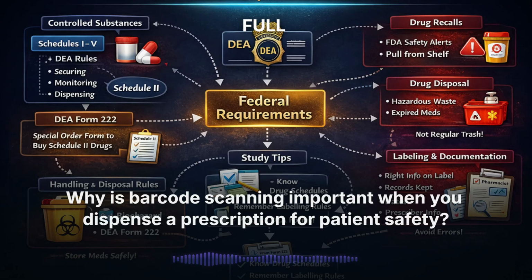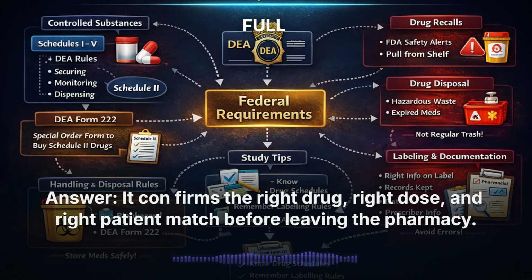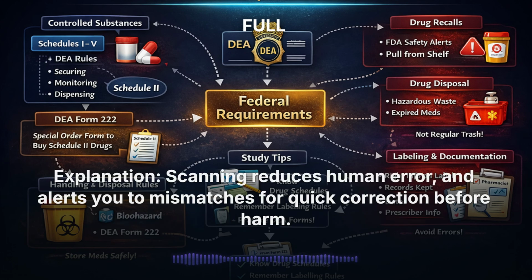2. Why is barcode scanning important when you dispense a prescription for patient safety? It confirms the right drug, right dose, and right patient match before leaving the pharmacy. Scanning reduces human error and alerts you to mismatches for quick correction before harm.